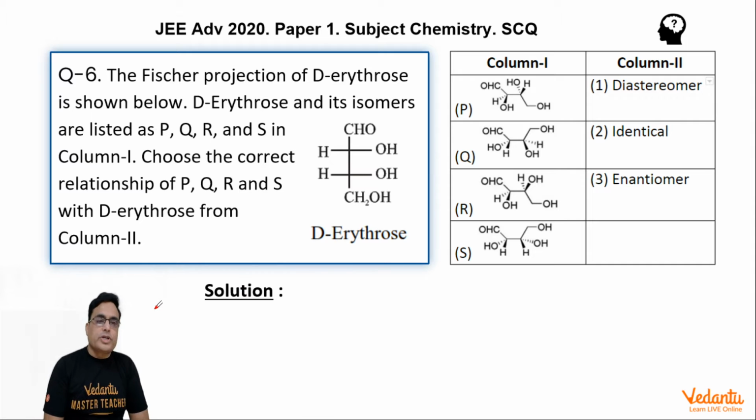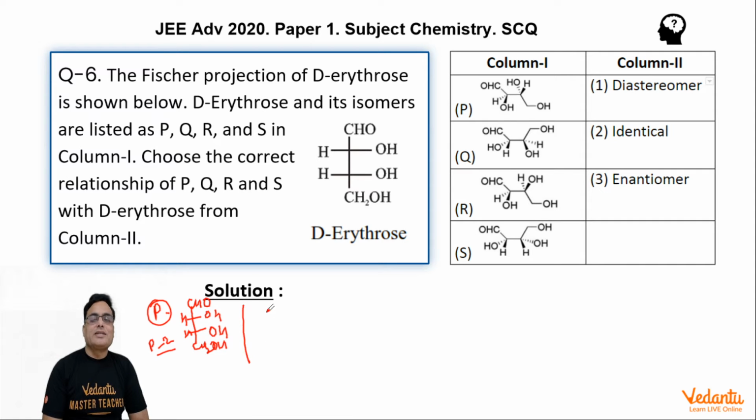Okay, so structure of P, what is it? If you convert P into Fischer, then you will find that CHO you will write at the top, then this OH will come here, right, and this is CH2OH, okay? So you can see that P given in column 1 is actually identical to D-erythrose. So for P answer is 2, right?